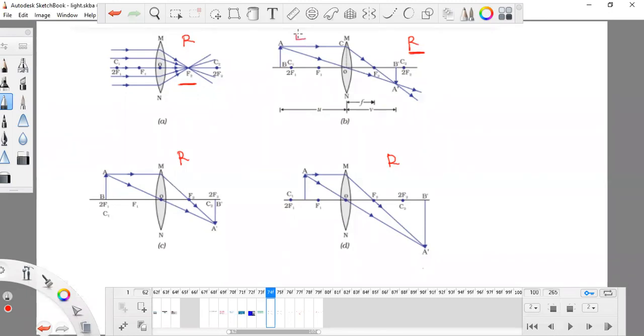Yes, in mirror, yes. If it is real and inverted in lenses, that should be at the right side. This is the right side and it should be real and inverted for lenses. But if it is forming in a mirror, the side will change. The real and inverted images are forming at the left side for a mirror.